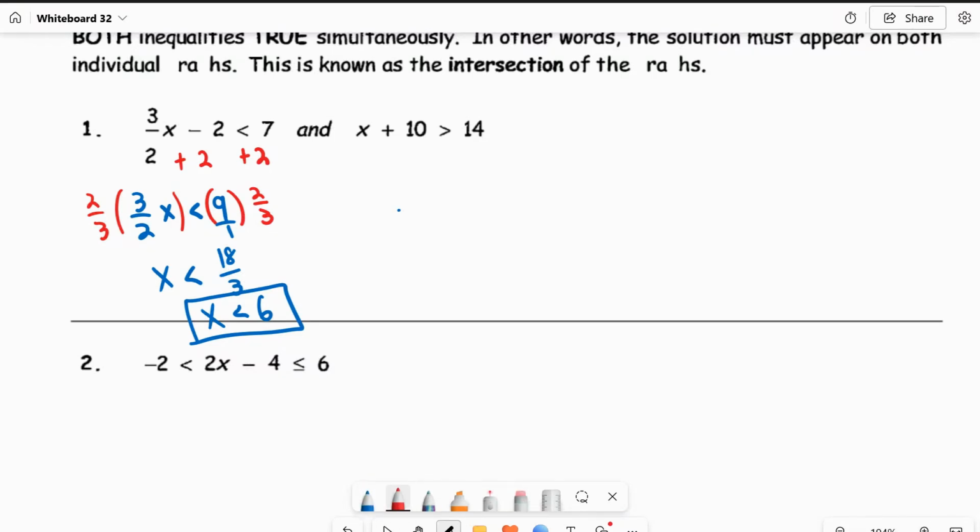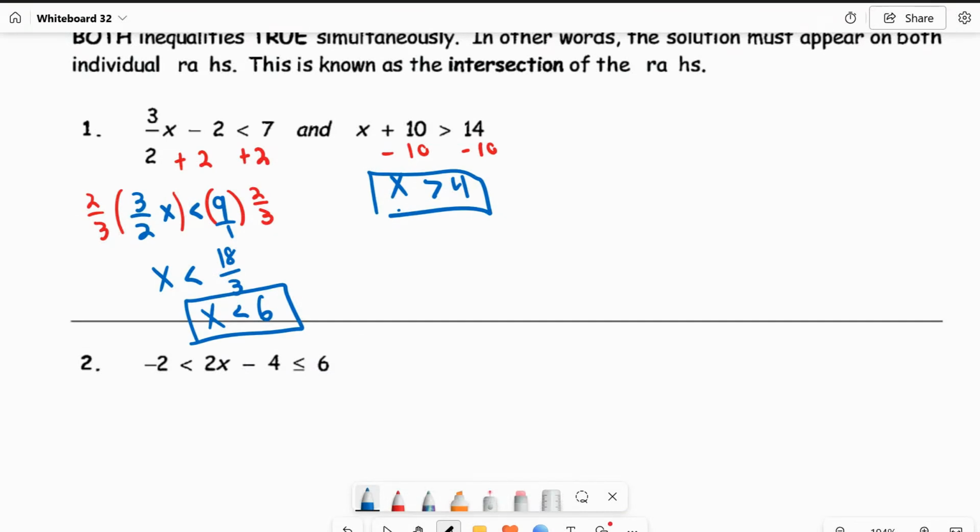In my second inequality, this one's a little simpler. All we need to do is subtract 10 from both sides, and that will give me x is greater than 4, which is my second inequality.